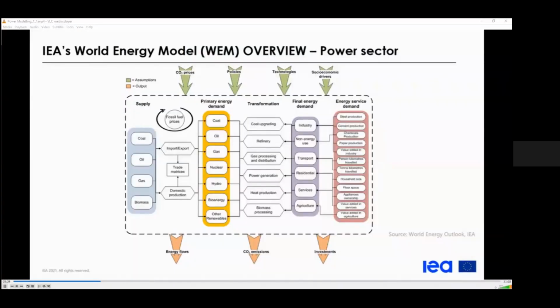Until here, we looked at electricity demand. So this is sitting at this part of the world energy model.